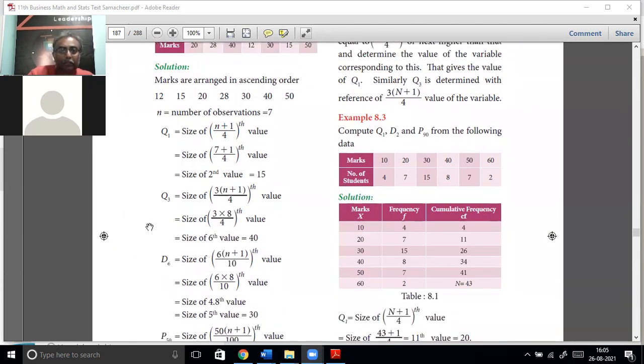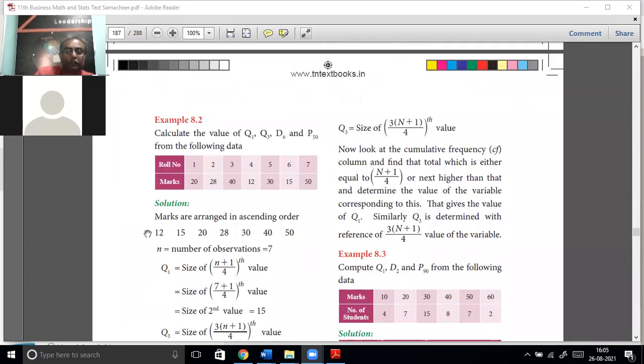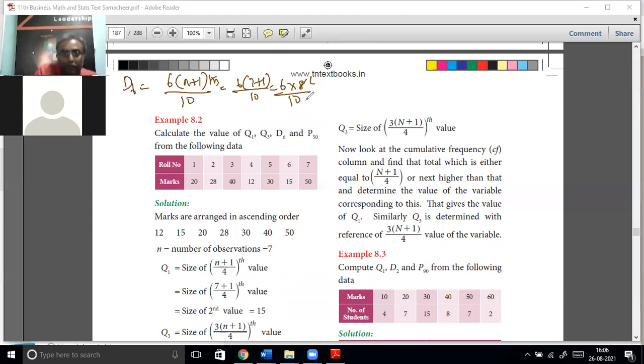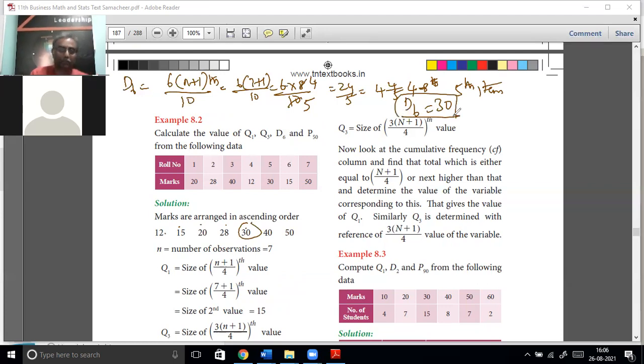Then D6 you have to find out, they are saying. How to find out D6? D6 also the same way. D6 is equal to 6 into n plus 1 by 10 item, equal to 6 into 7 plus 1 by 10, 6 into 8 by 10. Divide, this is 4, this is 5. 6 into 4, 24 by 5th item, that will go 4 and 4 fifth, that is 4.8 item. Round off to 5th item. What is the 5th item? 1, 2, 3, 4, 5, 30. So D6 is equal to 30. Understood? That's how to find out.